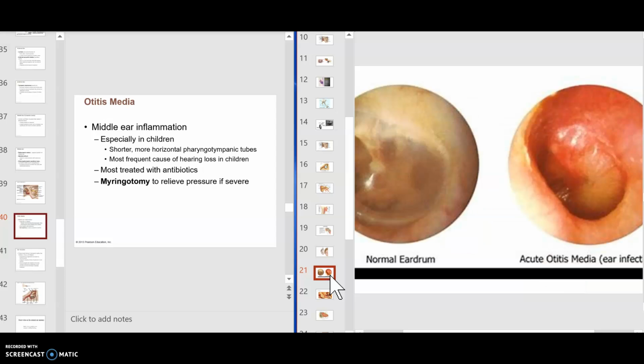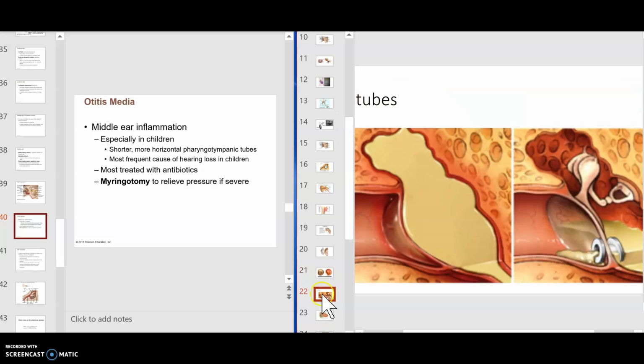Now right here, this would be acute otitis media, pulling on this area here. Here's a normal eardrum, and sometimes antibiotics don't work, so you have to do a myringotomy. The myrin is also another name for that eardrum. And here would be a tube to drain that out. Sometimes you have to have a tube to relieve this in here, to let it out. Okay.